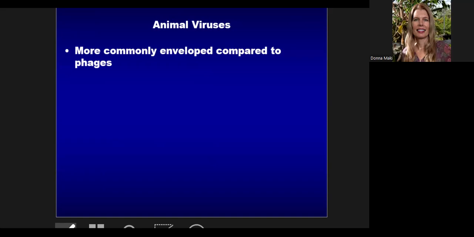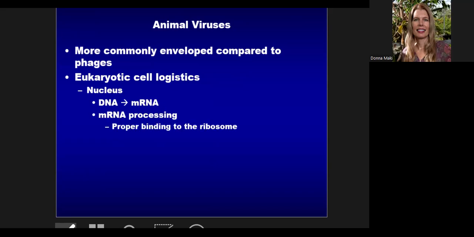When you compare them to the phages, phages aren't enveloped typically, but animal viruses often do have an envelope that surrounds them. Remember, that's just a bilayer membrane that was stolen from the host cell. And so with animal viruses, they have a little bit more complications because animal cells are a little bit more complex. They have the nucleus and all the organelles. You have different locations of where DNA is, or the nucleic acid is made, where transcription is done in the nucleus, and then translation is out in the cytoplasm. So you have all of that to deal with.